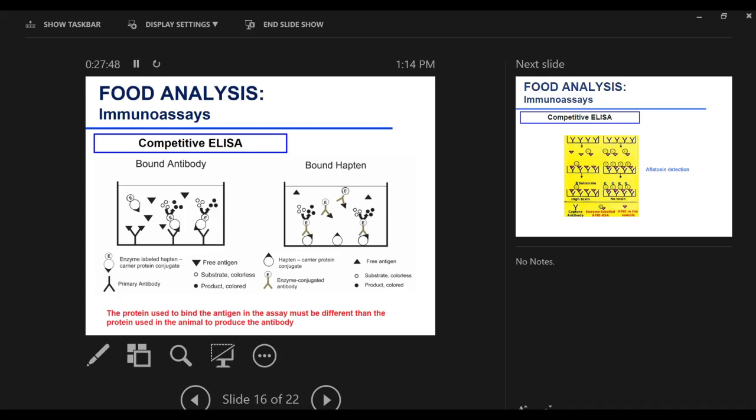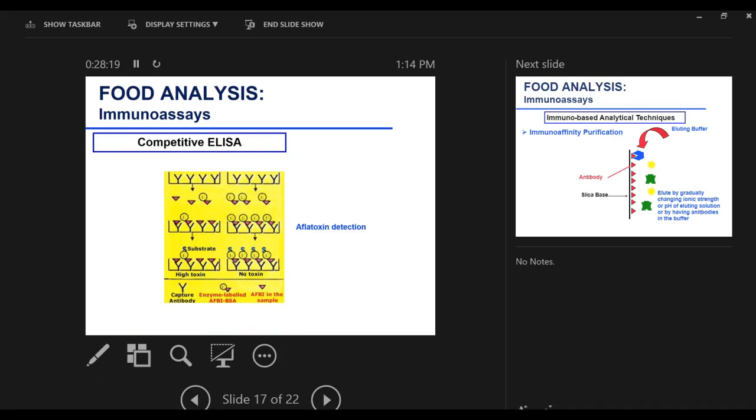You can do it where you bind the hapten, which is the carrier protein and the antigen, and then you label the antibody with the enzyme. Monoclonal antibody labeled with enzyme. Okay, so you have that. So if you have the antigen in your sample, it will bind. If you don't have it, then your antibody that is labeled will be bound, and then you have higher absorption.